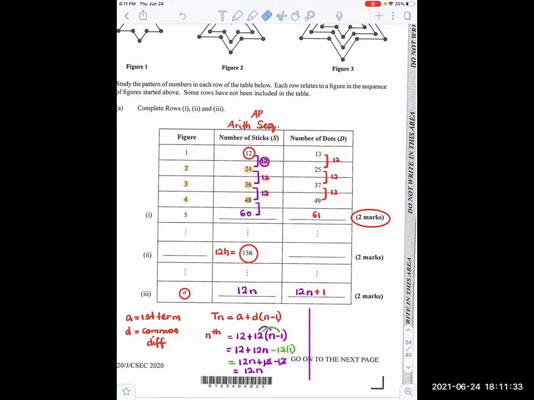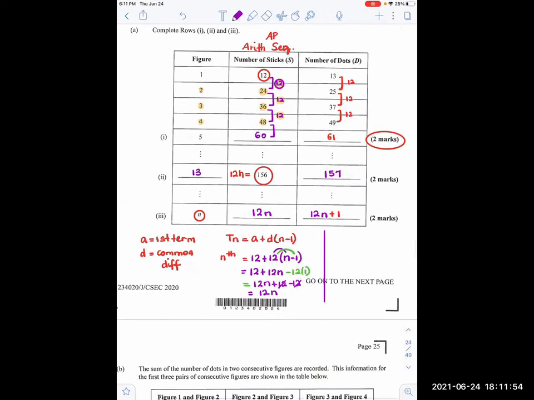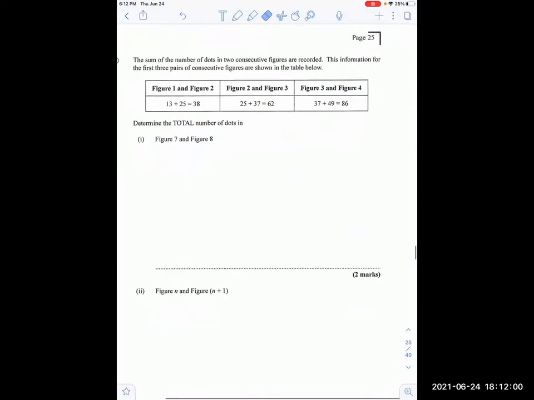Yeah, Miss, I got it. All right, we have 13. Could anybody confirm that? Yeah, Miss. And if here is 156, here must be 157. Yes? Any questions so far? All right. We're going along, right?